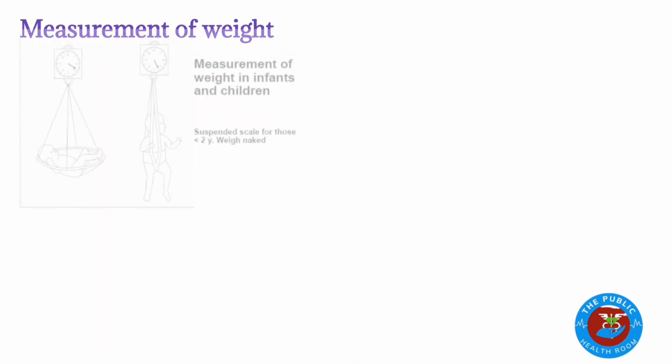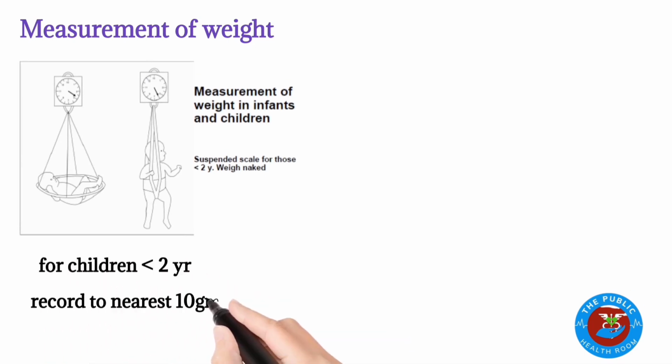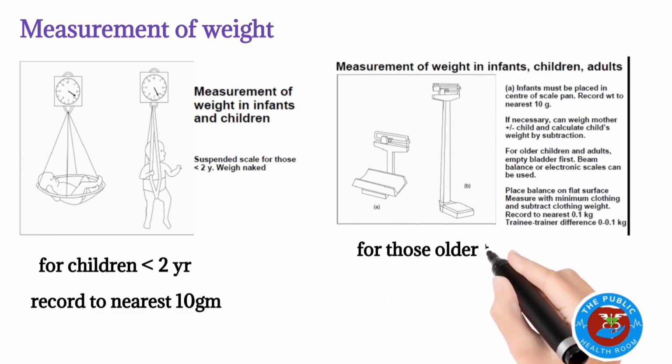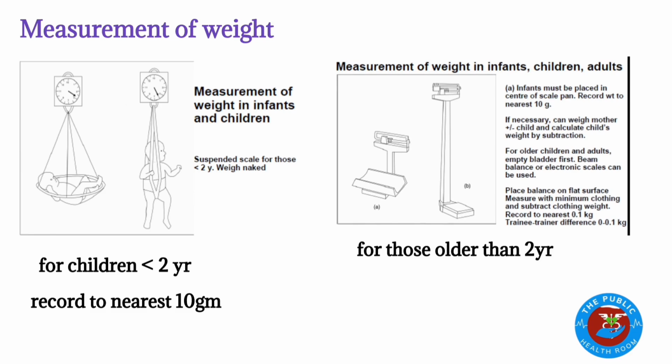Measurement of weight. Small children less than 2 years should be weighed naked. Suspended scale or scale pan can be used. If necessary, weigh mother with her child and calculate child's weight by subtraction and record to the nearest 10 gram. To measure the weight of older subjects, the bladder should be emptied first and then the beam balance or electronic scales can be used. Place balance on flat surface and measure with minimum clothing, subtract clothing weight, and then record to nearest 0.1 kilogram.